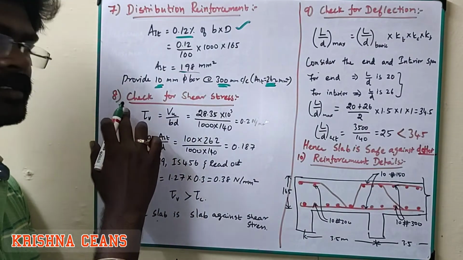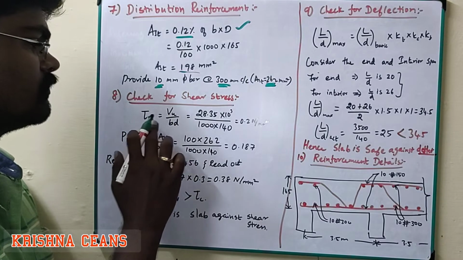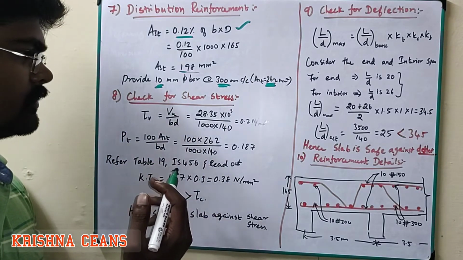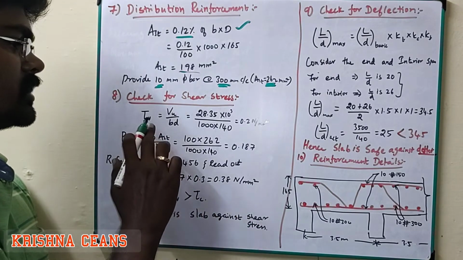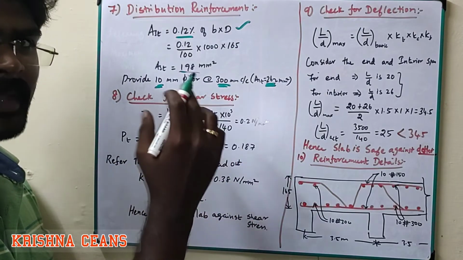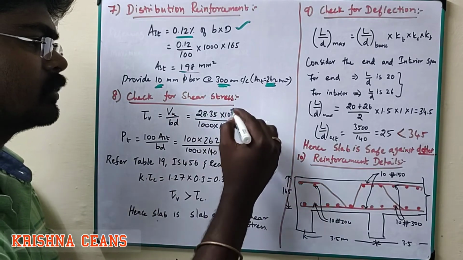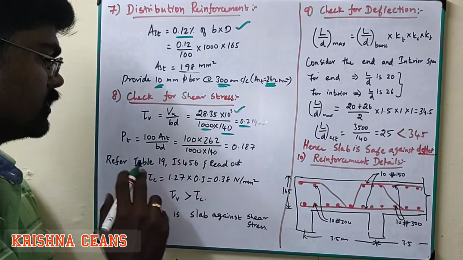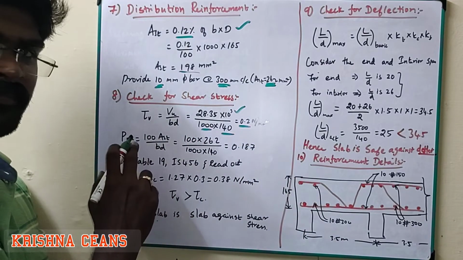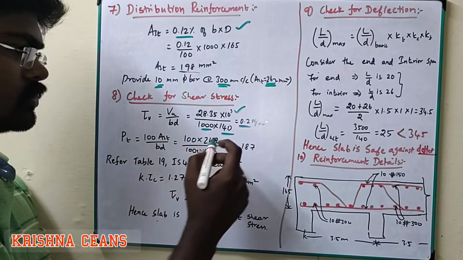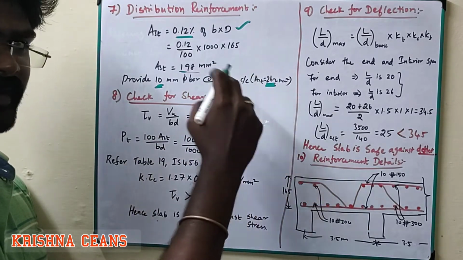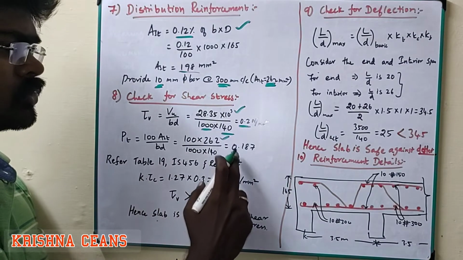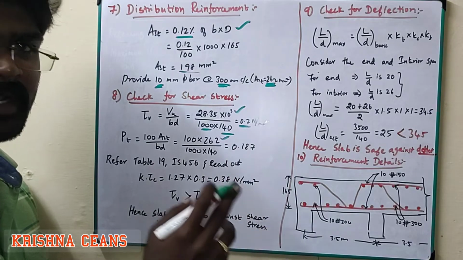So next step number 8, check for shear stress, that is tau V equals Vu by bd, and we need to compare with the tau C value, the nominal shear stress and the design shear stress. So nominal shear stress is Vu by bd. Vu is nothing but the maximum shear force, 28.35 into 10 power 3 by 1000 into 140, we will get 0.2 Newton per mm square. So we need to compare with tau C. So Pt is 100 Ast by bd. Here Ast is what we provided, 262 mm square. So 0.187 percentage of tensile reinforcement.